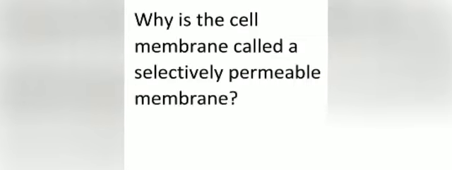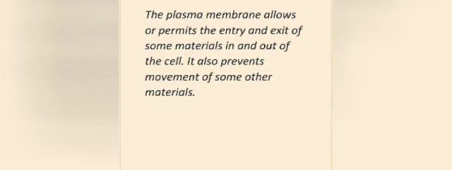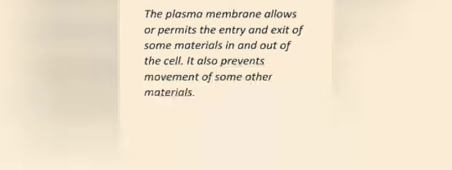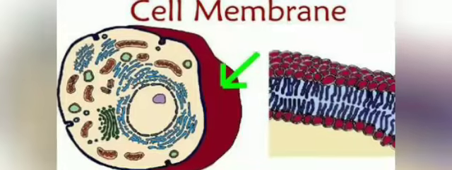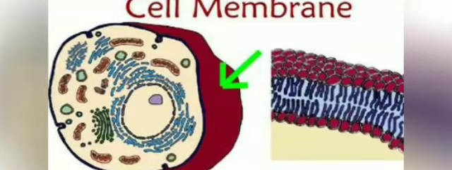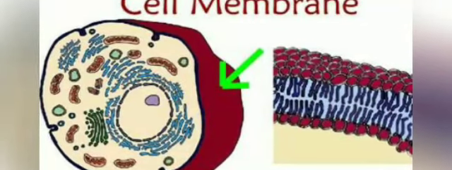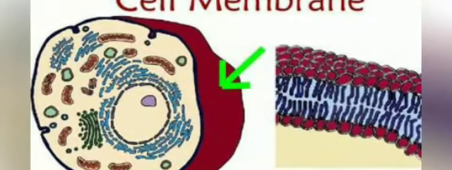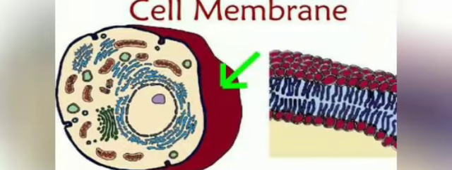And another important question. Why is the membrane called a selectively permeable membrane? Okay. Actually, the cell membrane or the plasma membrane allows or permits the entry and exit of some materials in and out of the cell. It also prevents movement of some other materials. That's why it is known as selectively permeable membrane. Okay. And how does the movement of these substances take place into the cell? How do the substances move out of the cell? These are some questions. So let us see.